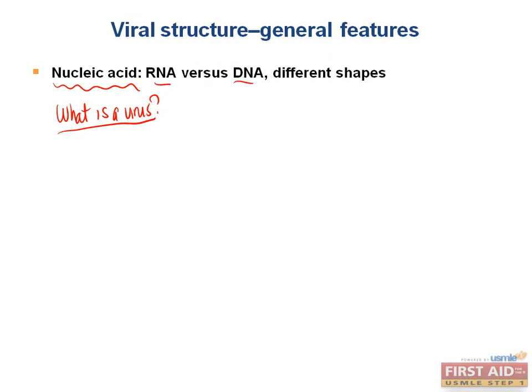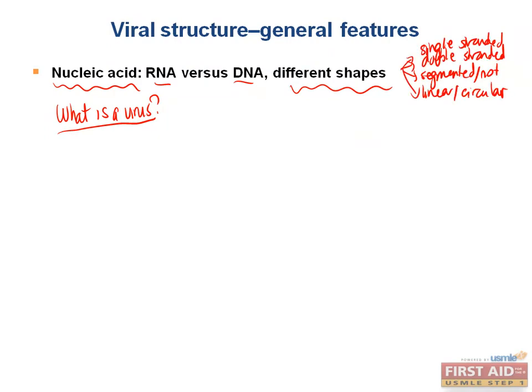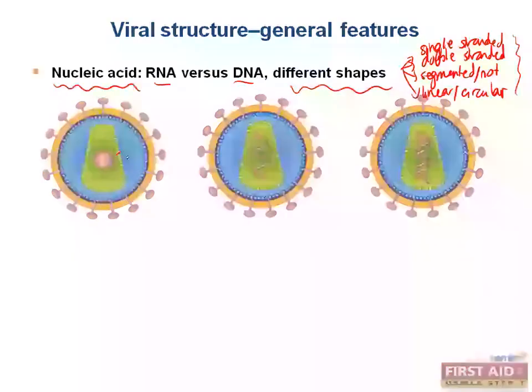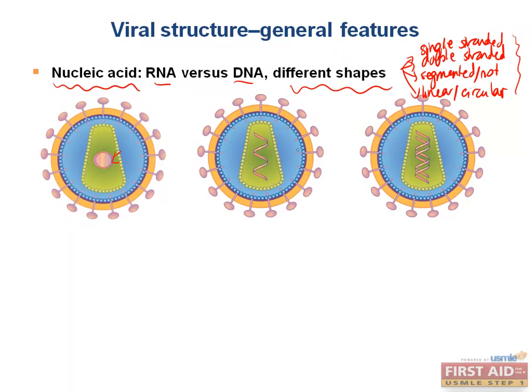Another thing that can differentiate viruses is the structure of the viral genome. In fact, it can have many different shapes. Some of the many shapes that a viral genome can take on are listed here. They can be single or double-stranded, they could be segmented or non-segmented, and they could be linear or circular. In these 3 images, you can see circular single-stranded RNA, single-stranded DNA, and double-stranded DNA genomes.